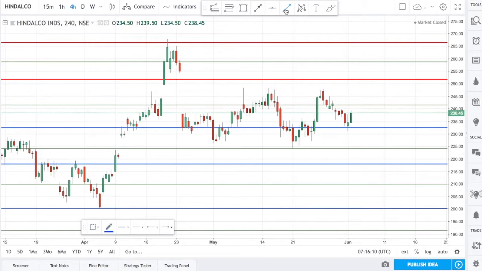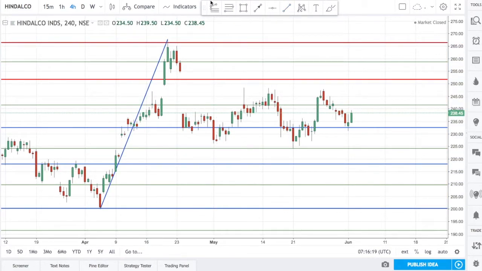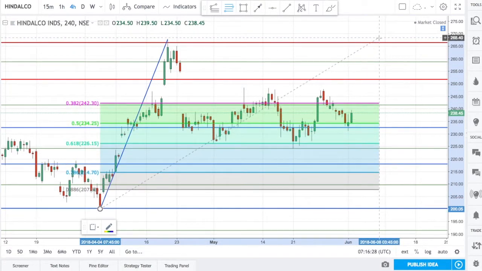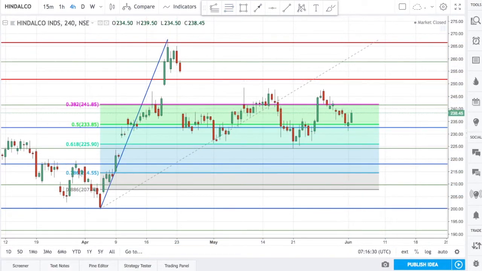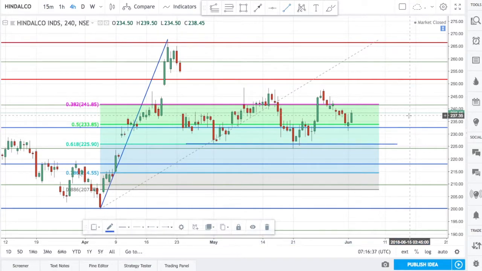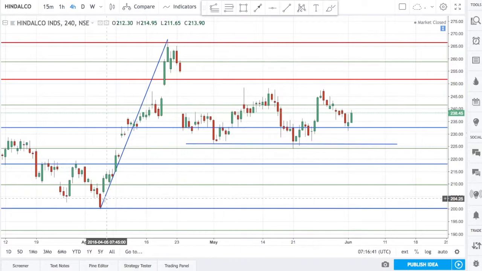As can be seen from the chart, Hindalco is in an uptrend and the stock price has retraced 0.618 of this move here.